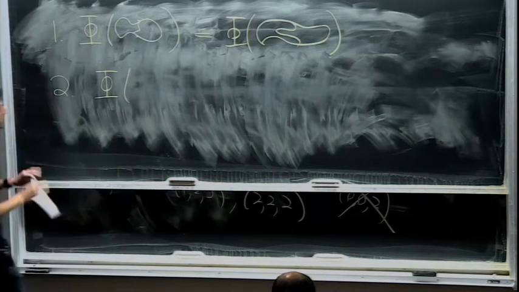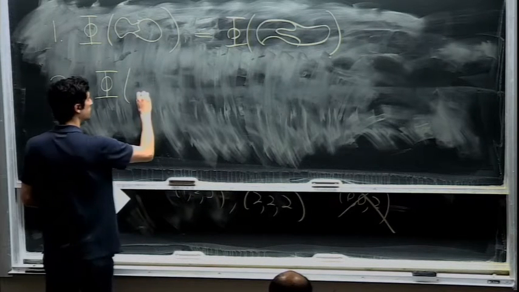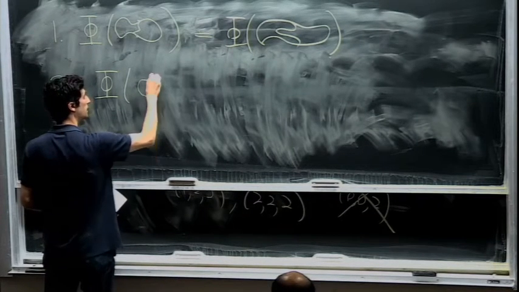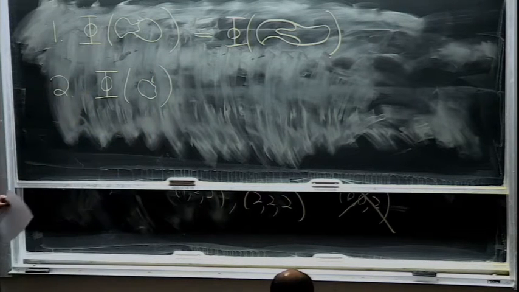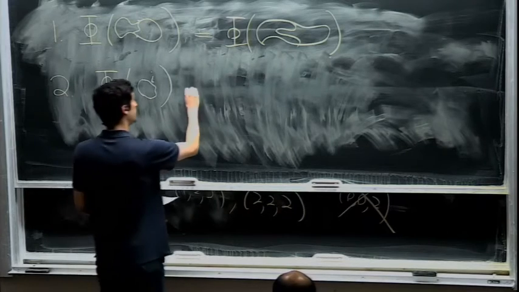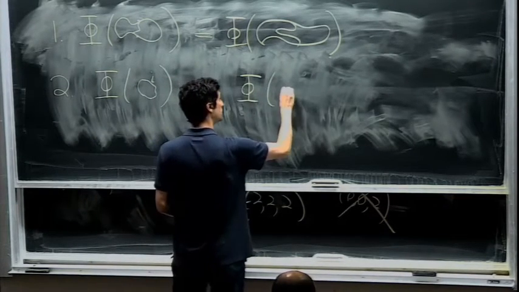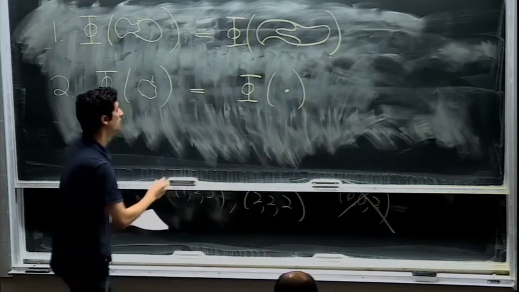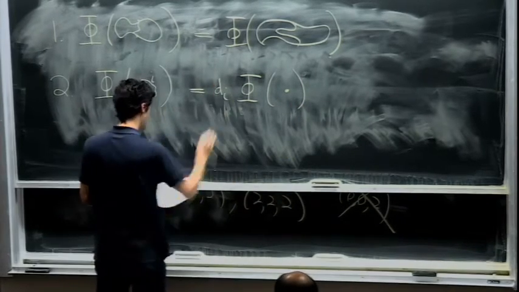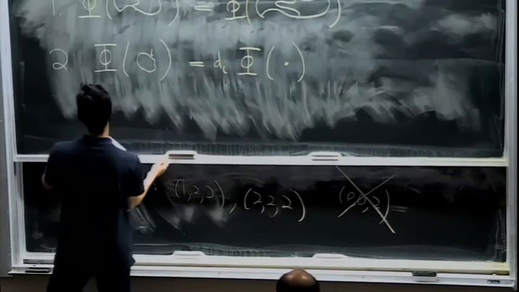if I have some configuration of strings in space, and somewhere in that configuration I have a loop, a type I loop, then I'm going to say the amplitude for that configuration is the same thing as the amplitude for the configuration without the loop. I'm just going to draw a dot here, up to a factor di. So maybe I'll write down these equations and then I'll explain them. Because there are four of them.